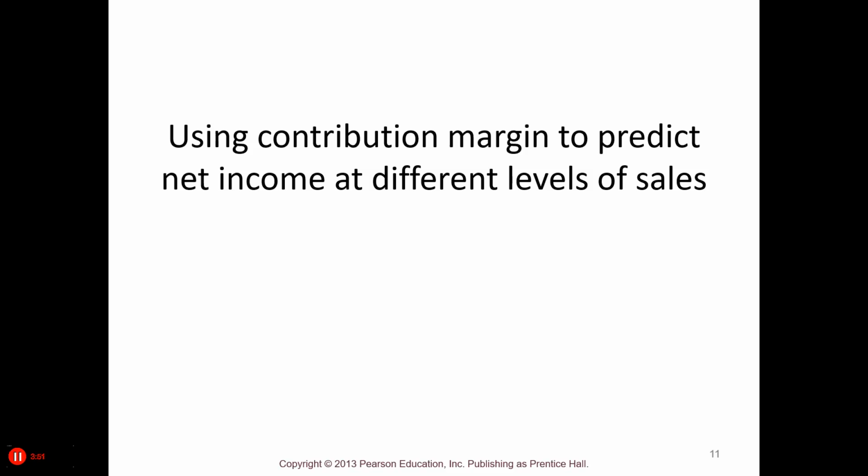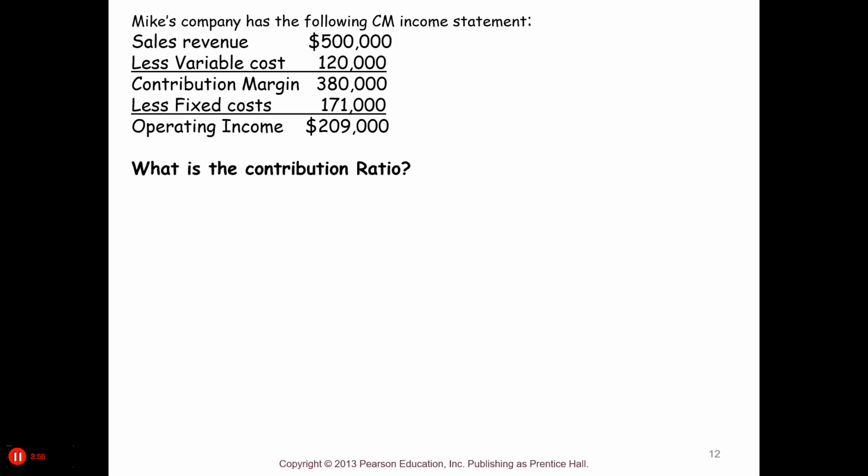So using the contribution margin to predict net income at different levels. Here is our example. We have a contribution margin income statement. So let's look at the contribution ratio. Now, since we don't have units, we're going to have to do dollars. So it's going to be our total contribution margin divided by our total sales. And that tells us we're going to have 76 cents of every dollar to cover our fixed expenses.